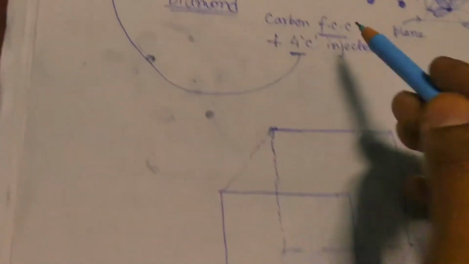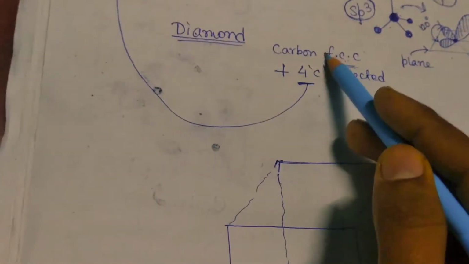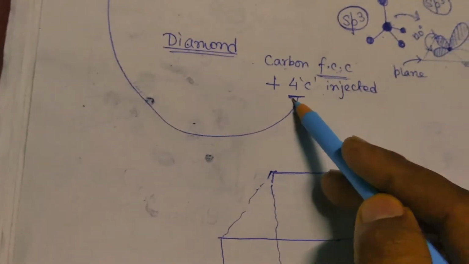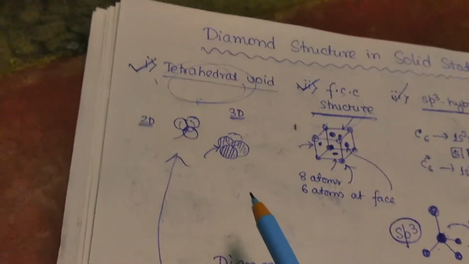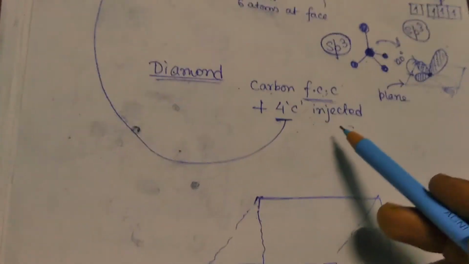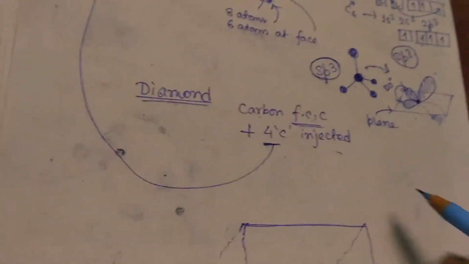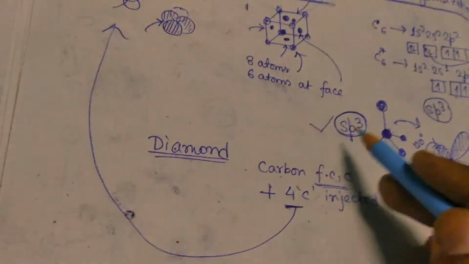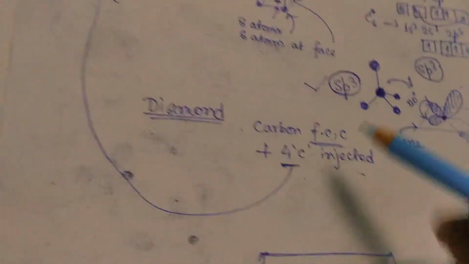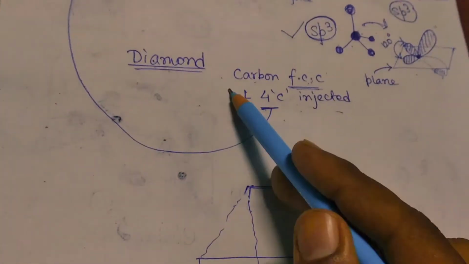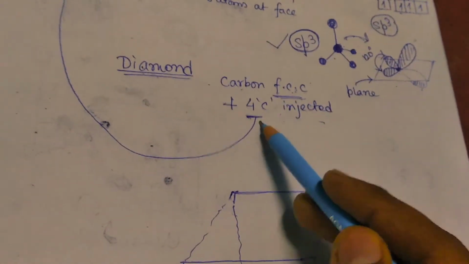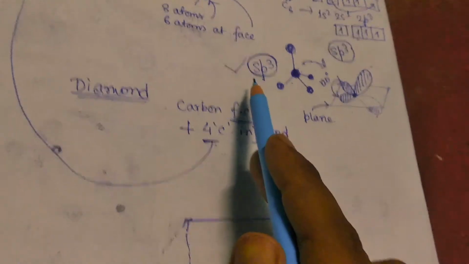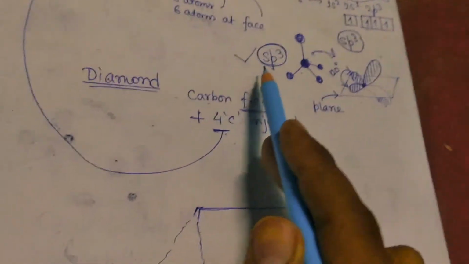We're going to draw the diamond atom. I have told you that it is a normal carbon FCC with 4 carbon atoms injected in it in the tetrahedral void space manner, and each of the carbon atoms is sp3 hybridized. Note it down clearly: diamond is the carbon FCC structure with the 4 carbon atoms injected in the tetrahedral void space with the special FCC mode.